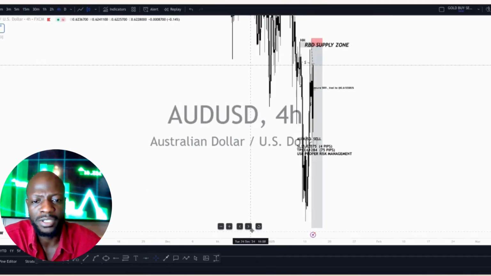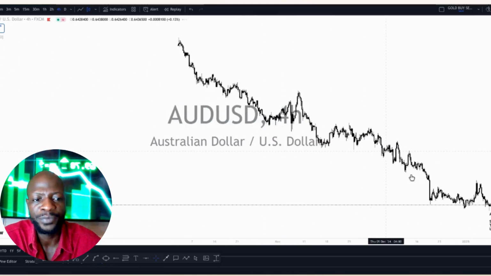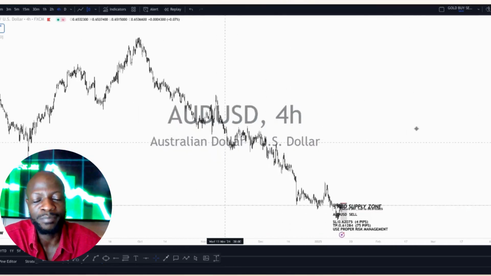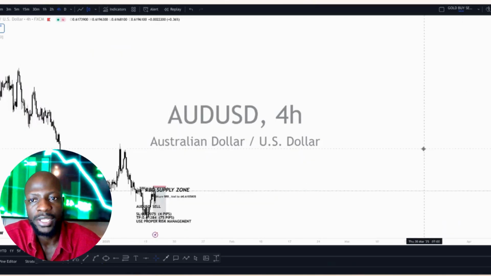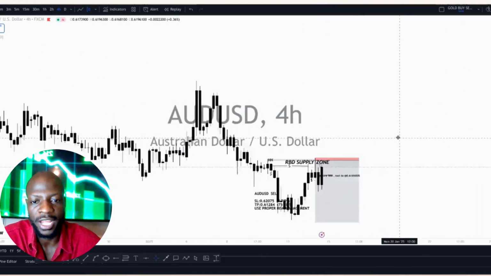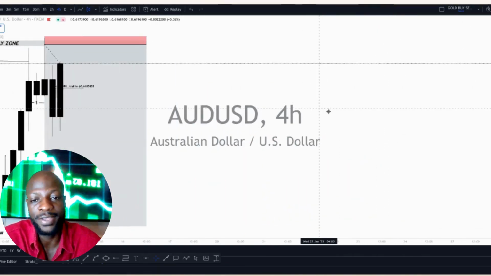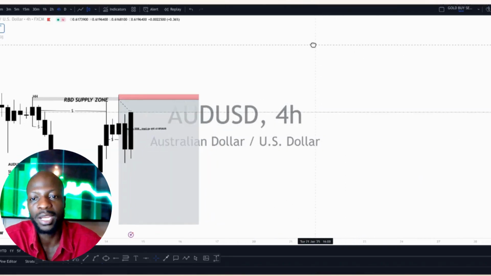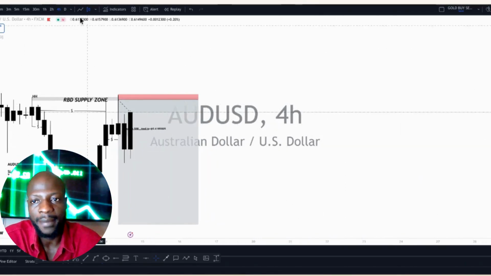So if you zoom out to a 4-hour time frame, you can see that the market has been bearish for the longest time, right? So what I did was I went to the higher time frame and first of all figured out where the market is going long term, and then from here I came to this area right here.